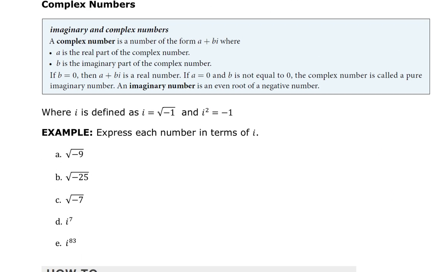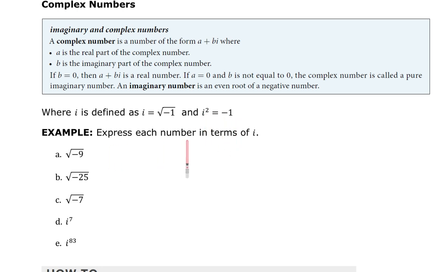So here is how we're going to define what a complex number should be: written in the form a plus bi, where a is the real part and bi is the complex part. When I said that I can write a real number as a complex, that meant that I had 0 as the b. So if b is 0, then it is a real number, and if a is 0, it is a complex number that's also called a pure imaginary. Imaginary numbers are even roots of negative numbers. This is how we define i: i is the square root of -1, and i squared is -1.